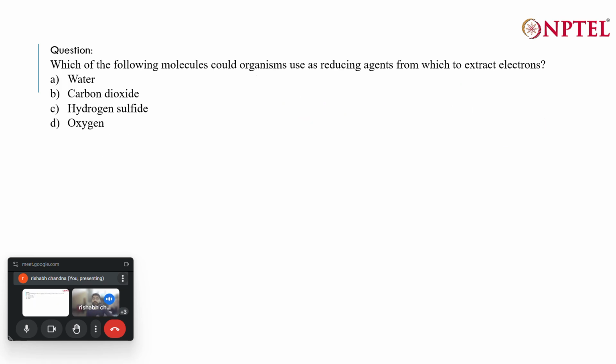Which of the following molecules could organisms use as a reducing agent from which to extract the electrons? So what can be the correct answer?